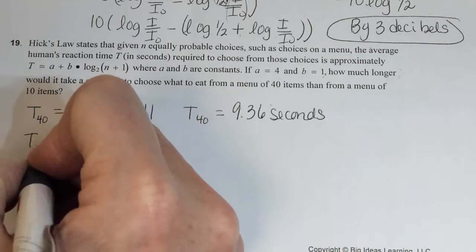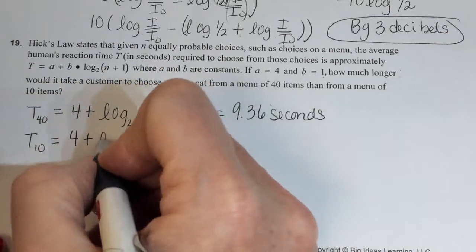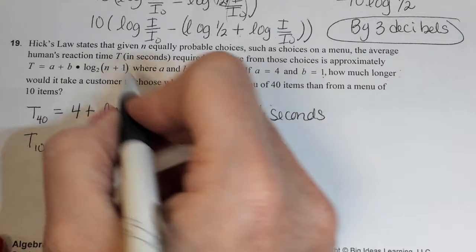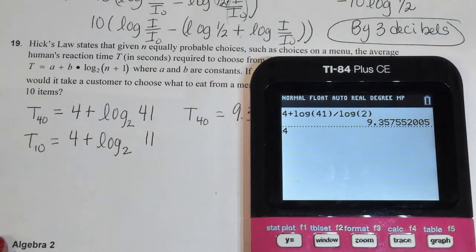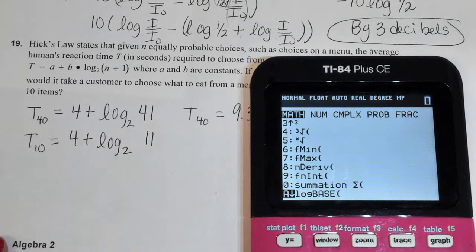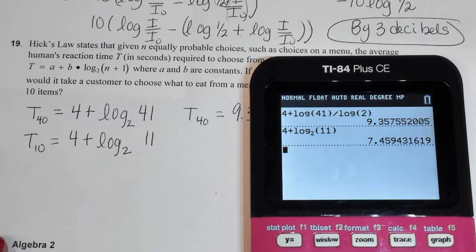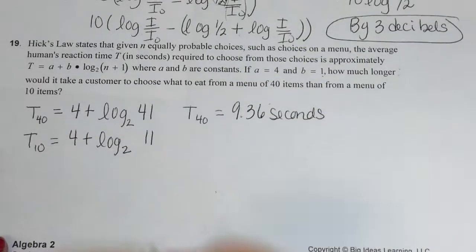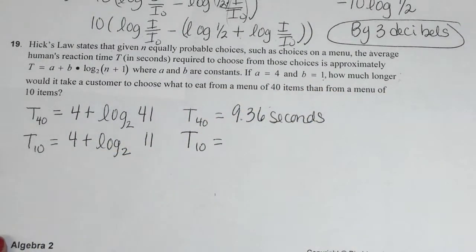All right. Anyway, versus 10 items. So now we would do 4 plus log base 2. 10 plus 1 is 11. We'll do this one a little differently. 4 plus, and we'll go to that math. Log base. Same thing now. 7.46 seconds. So the time for 10 items, 7.46.